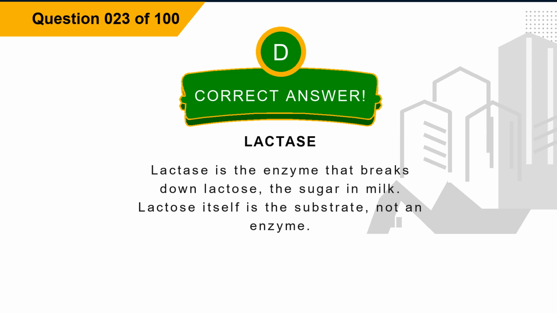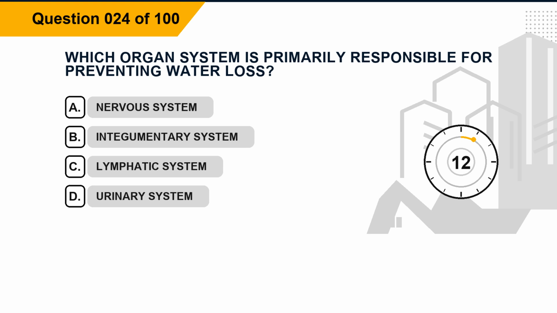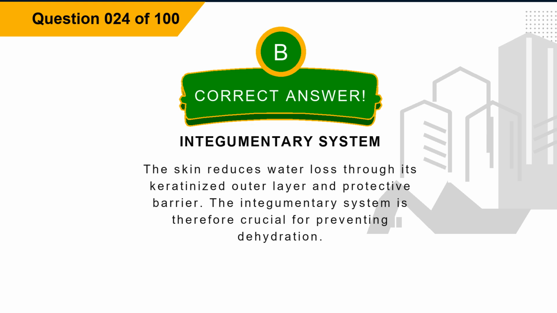Explanation. Lactase is the enzyme that breaks down lactose, the sugar in milk. Lactose itself is the substrate, not an enzyme. Question 24. Which organ system is primarily responsible for preventing water loss? Option A, nervous system. Option B, integumentary system. Option C, lymphatic system. Option D, urinary system. The correct answer is option B, integumentary system.